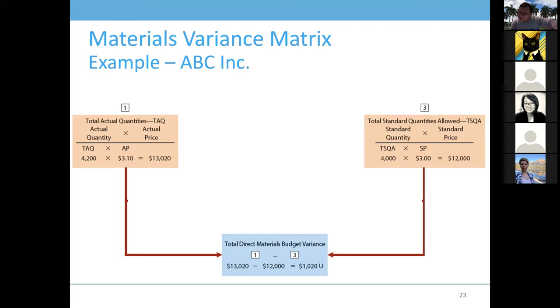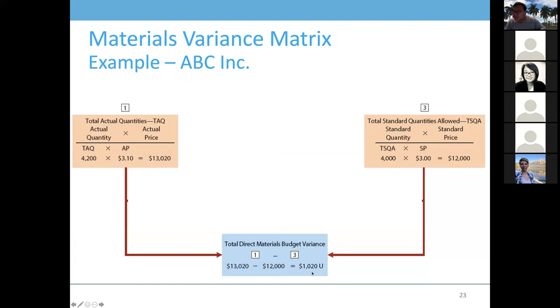So I use the left minus the right. Actual cost is 13,020, standard cost is 12,000. The difference is 1,020. Is this favorable or unfavorable? Unfavorable, right? Very good. Because your actual cost is higher than your standard. So we have a 1,020 unfavorable variance.